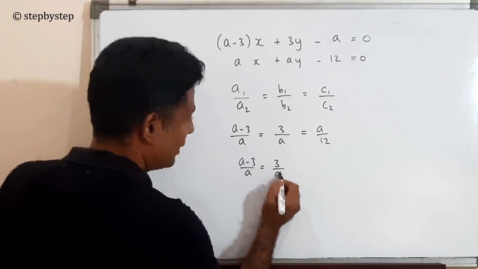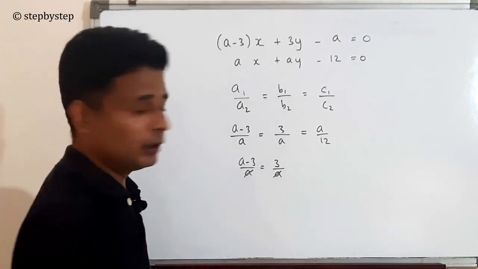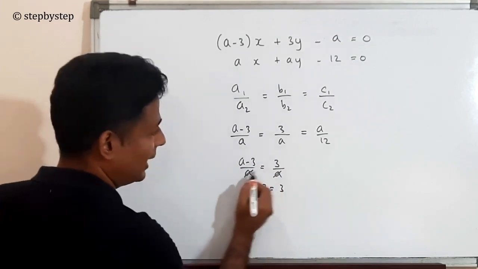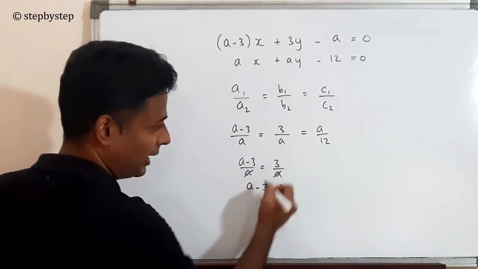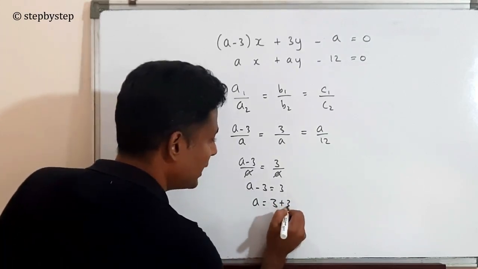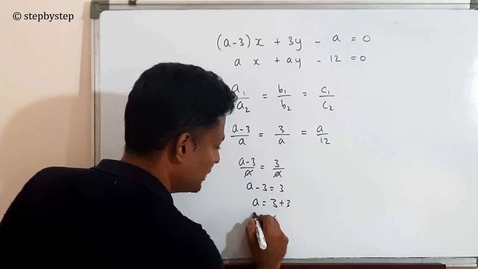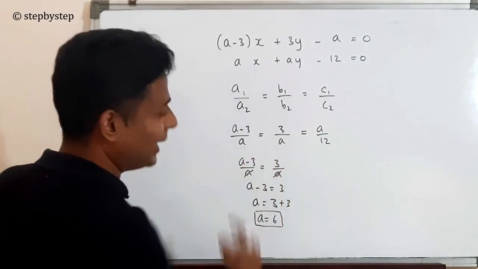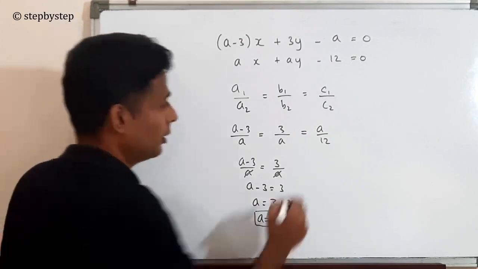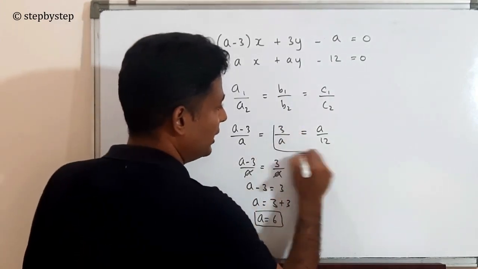The a and a will cancel right over here. So what do I get? a minus 3 equal to 3. Why? Because when a goes to this side it becomes multiplication, a by a will cancel. So I get a equal to 3 plus 3, which means I get a equal to 6. Okay, from this I get a equal to 6. We need to test at least one more condition, that is, I'll use these two now.